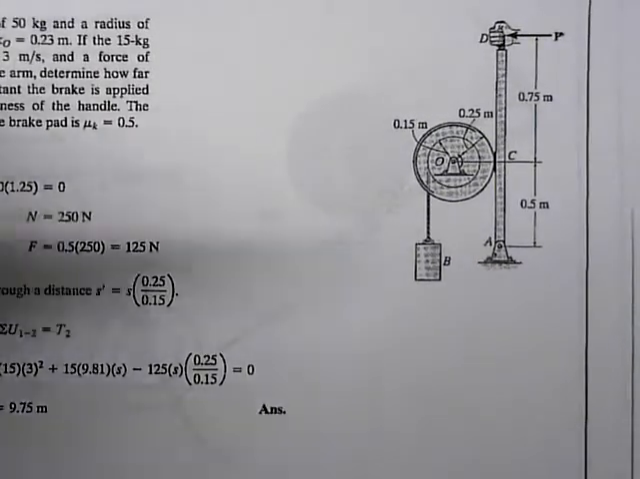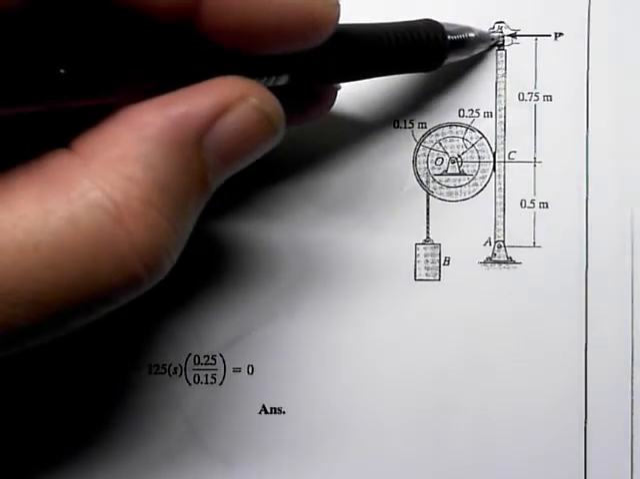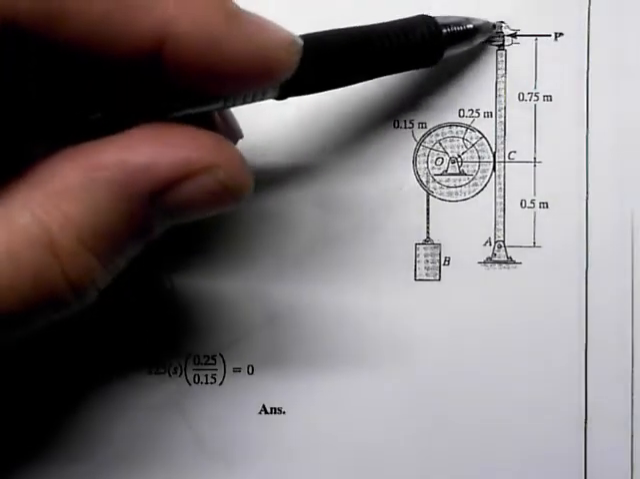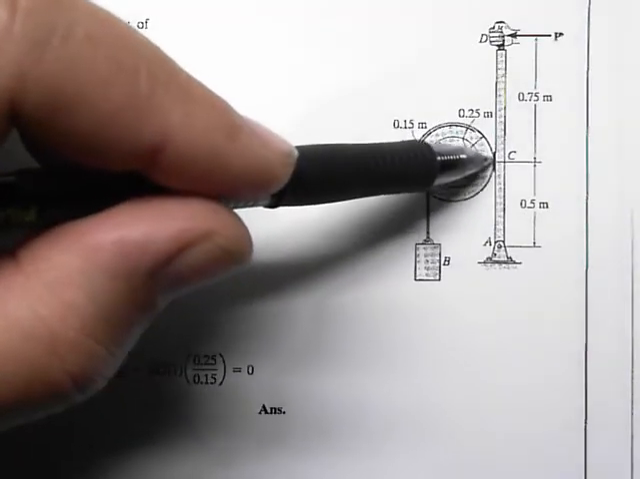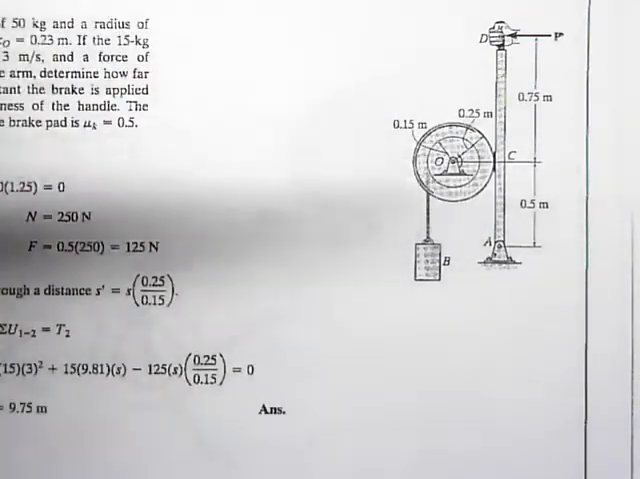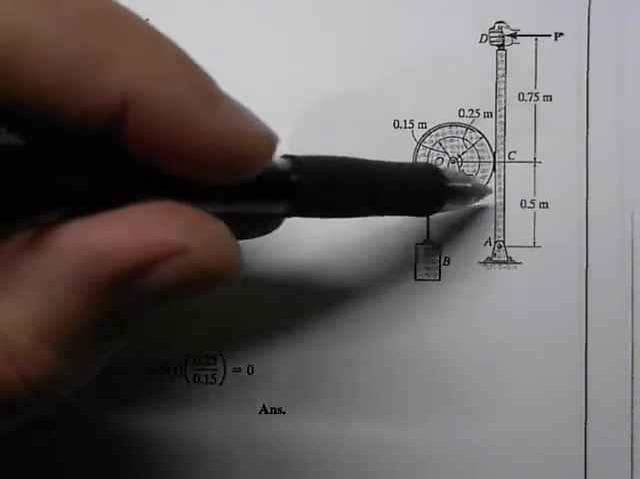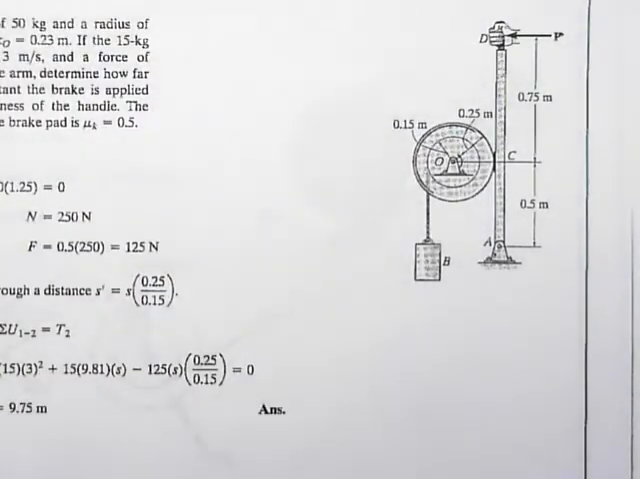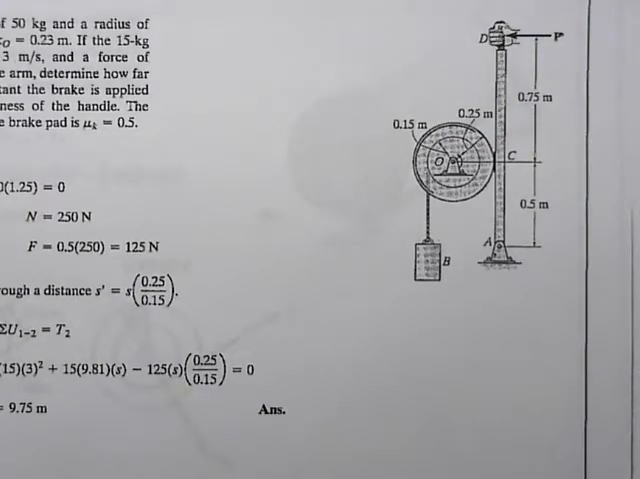If we look at this picture, what we're going to want to do is, for a 100 Newton force applied here, we want to do the statics to find out how much normal force is being applied here, and then we can use friction equals mu times N to find out how much friction is being applied there.